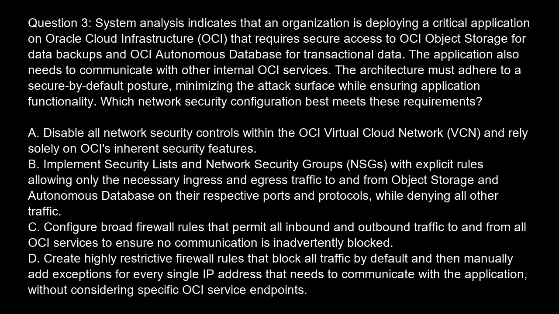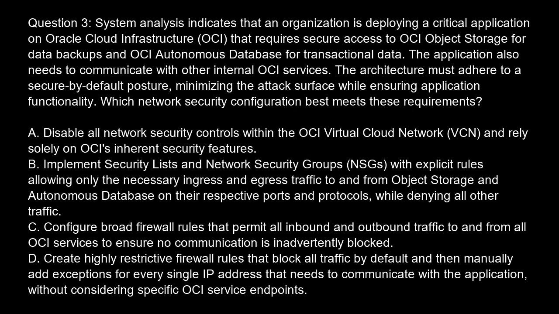Question 3. System analysis indicates that an organization is deploying a critical application on Oracle Cloud Infrastructure, OCI, that requires secure access to OCI Object Storage for data backups and OCI Autonomous Database for transactional data. The application also needs to communicate with other internal OCI services. The architecture must adhere to a secure by default posture, minimizing the attack surface while ensuring application functionality. Which network security configuration best meets these requirements?